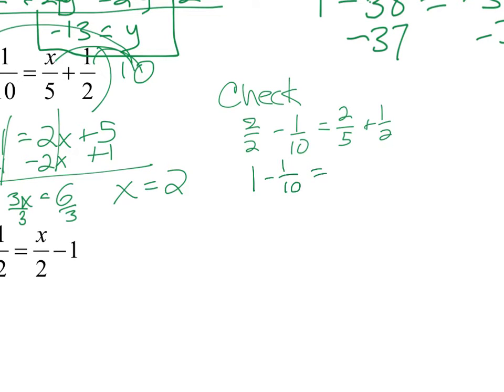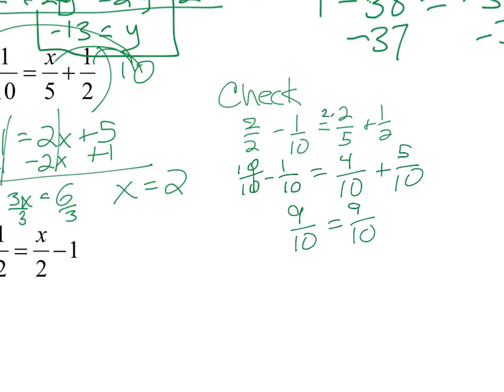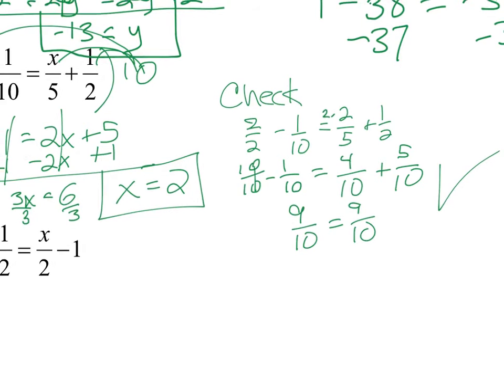Equal 2. Now we're going to need a common denominator here. So there's going to be 10. So this has to be multiplied by 2. So I have 4 and 5 over 10. So I can write the 1 as 10 over 10. 10 minus 1 is 9 over 10. 4 plus 5 is 9 over 10. So yes, check. Our answer is indeed x equals 2.